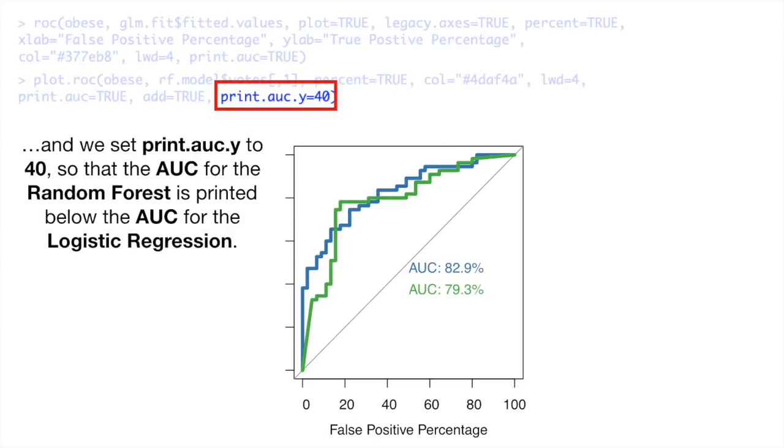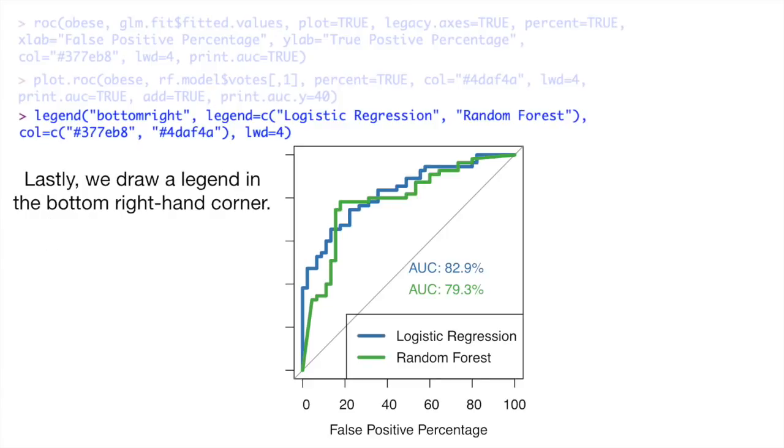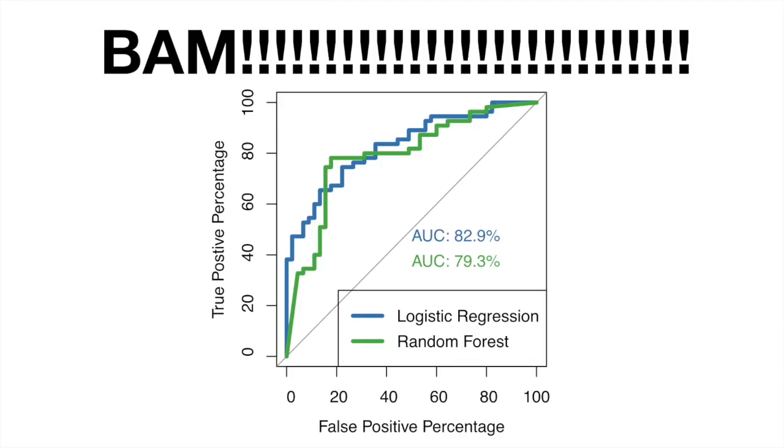And we set print.auc.y to 40, so that the AUC for the random forest is printed below the AUC for the logistic regression. Lastly, we draw a legend in the bottom right-hand corner. Bam!